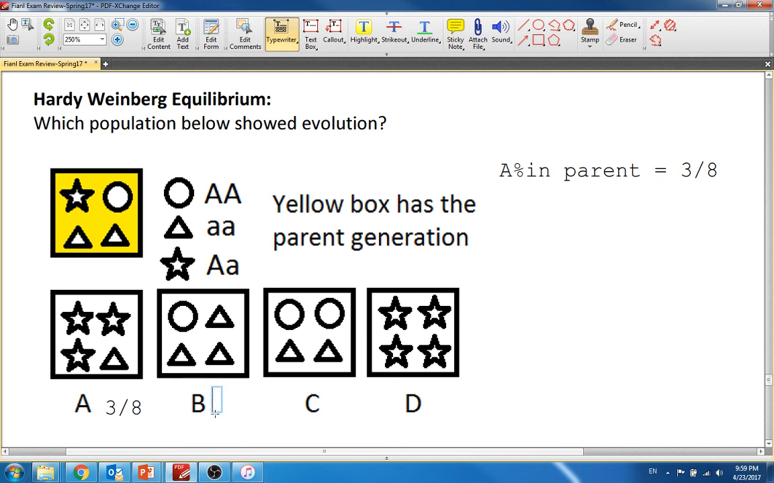For the second population, you see 1, 2, so therefore no evolution. The third one, 1, 2, 3, 4 over 8, so there is evolution. And the last one is 1, 2, 3, 4 as well, 4 over 8. So again, it's different from the parent allele frequencies. Therefore, B, C, and D all have evolved.